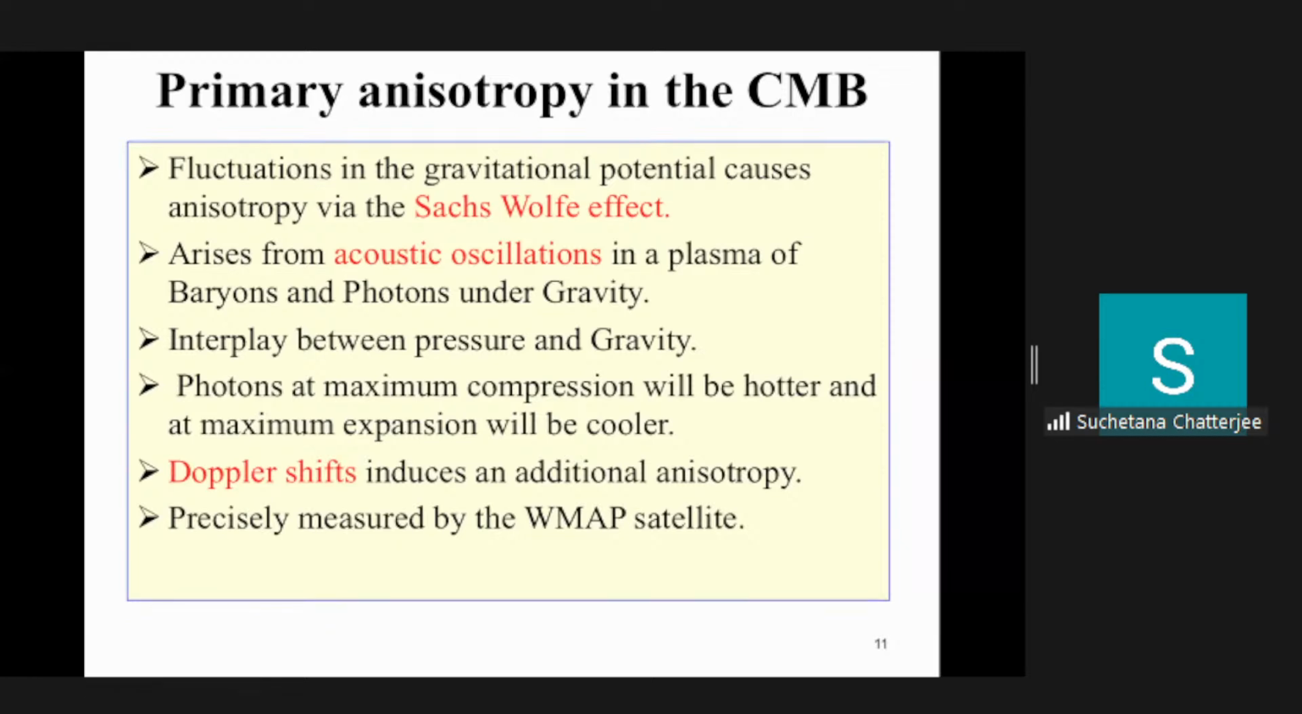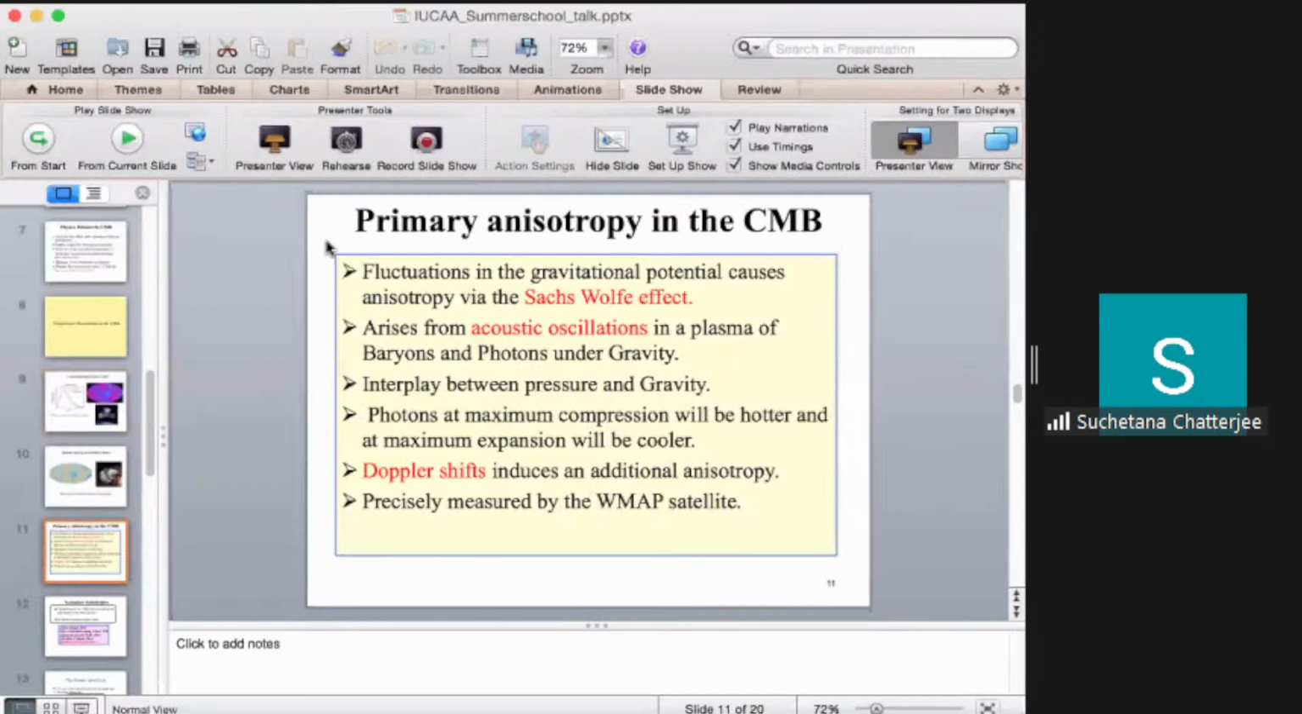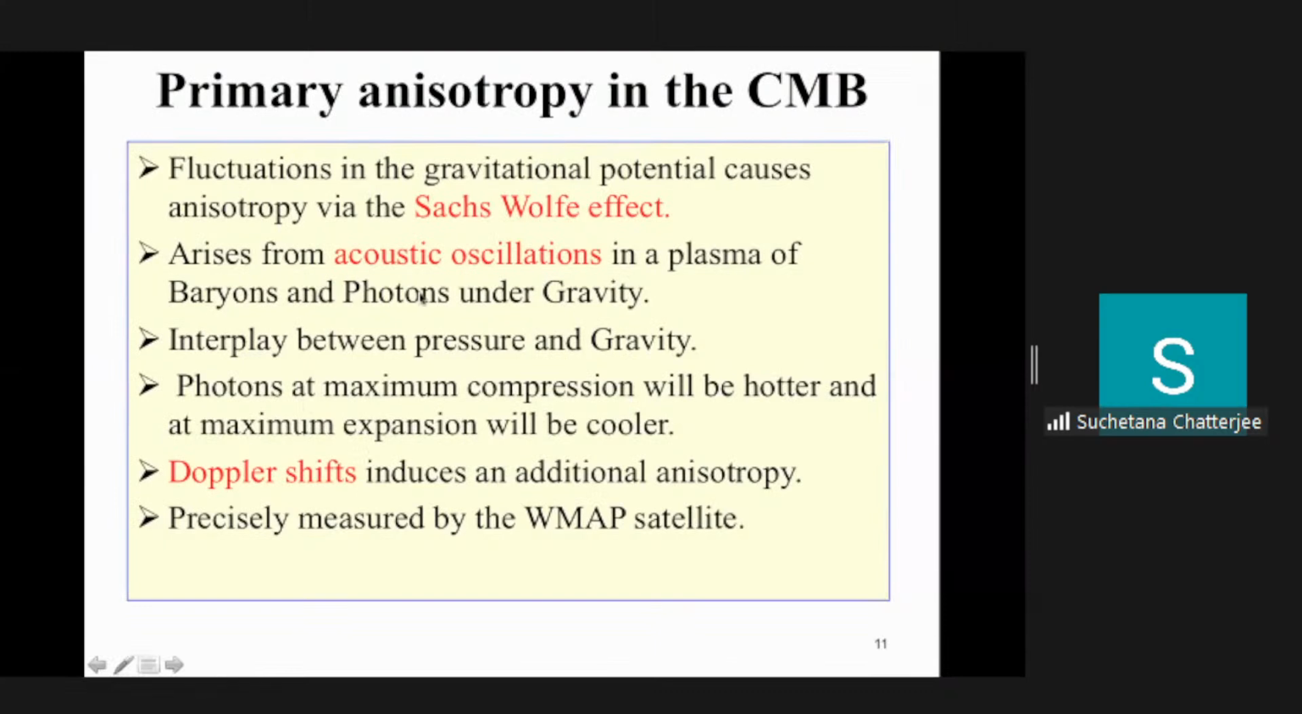So then comes the question: what is the origin of these fluctuations? This is also a very attractive part. Now, when we look at these temperature fluctuations, we generally divide them into two main categories. One is called the primary anisotropy. I think there is a question probably.